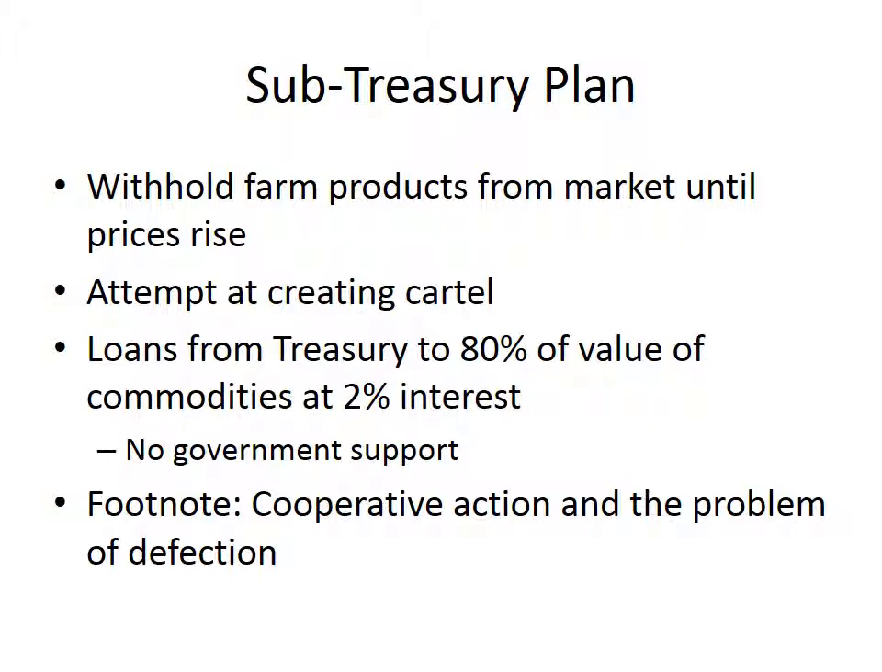Okay? In addition, the Treasury Department itself, not banks, the Treasury Department itself will lend out 80% of the value of commodities at a 2% interest rate. There is absolutely no support for this in the government. Okay? That puts a strain not so much on the banking sector as on the Treasury Department itself, which they won't do. Okay? And there you see the footnote on cooperative action and the problem of defection, which I talked about earlier.